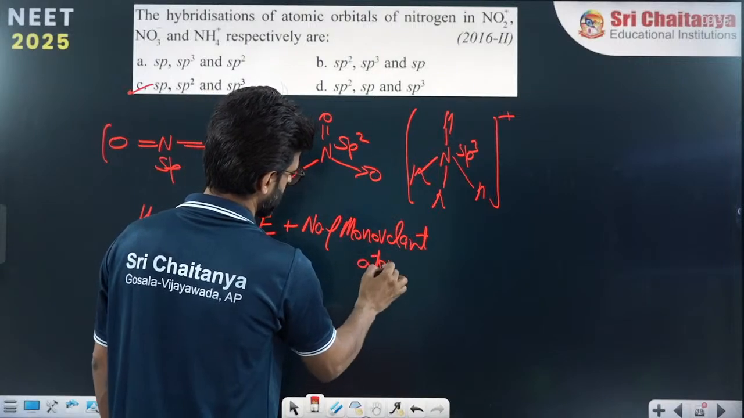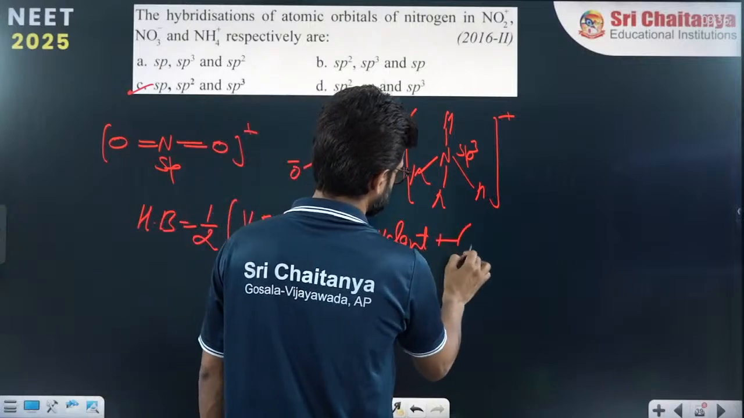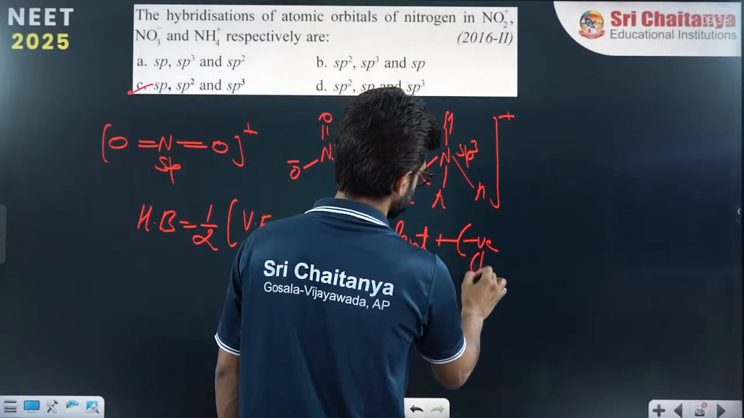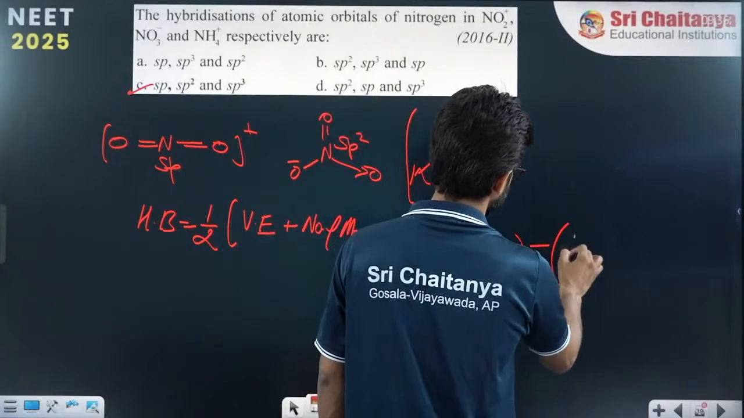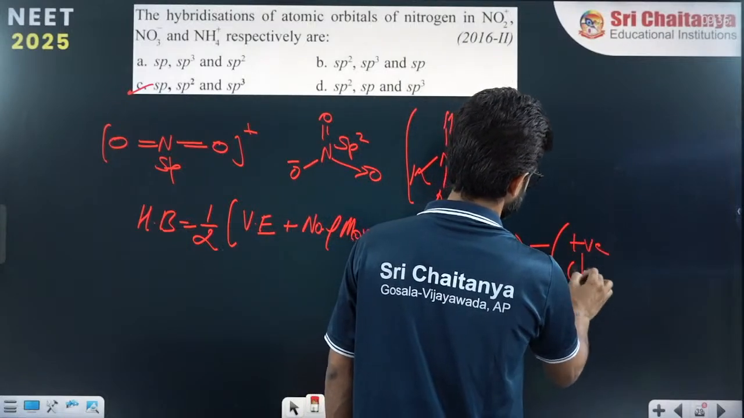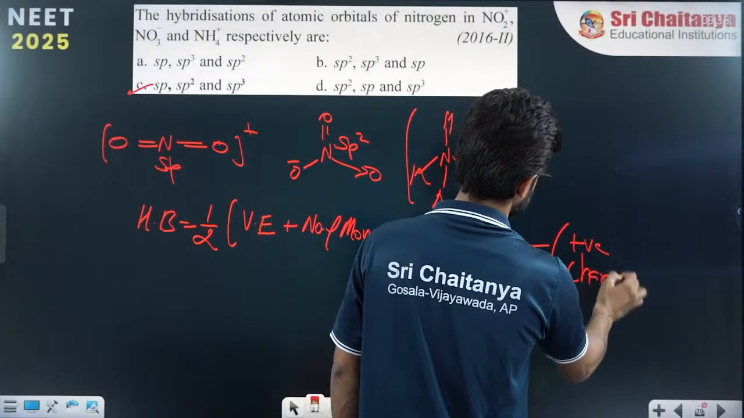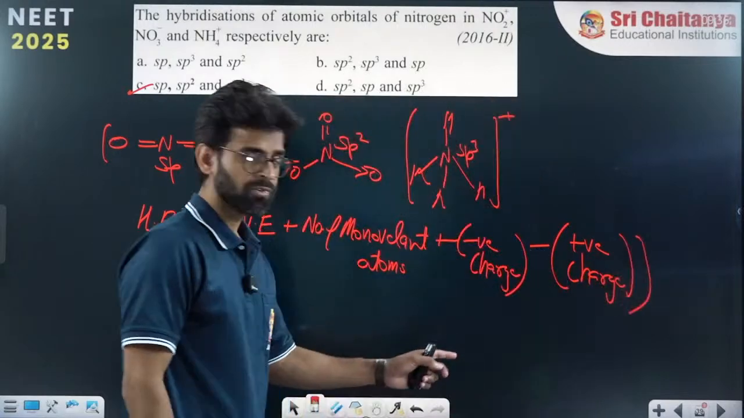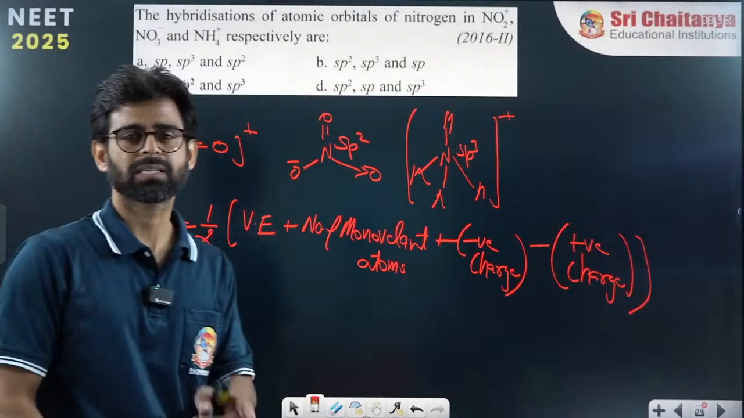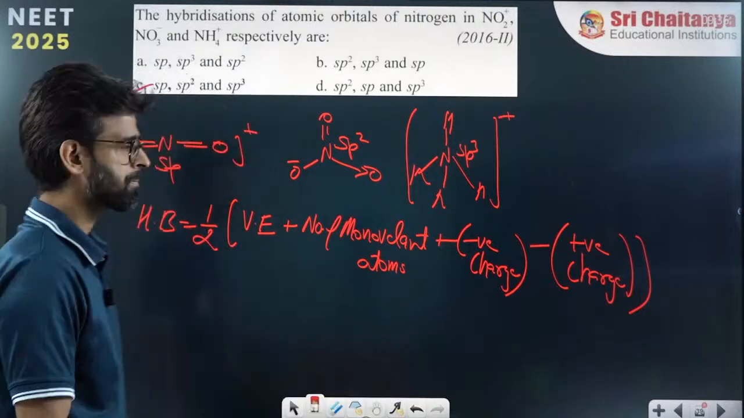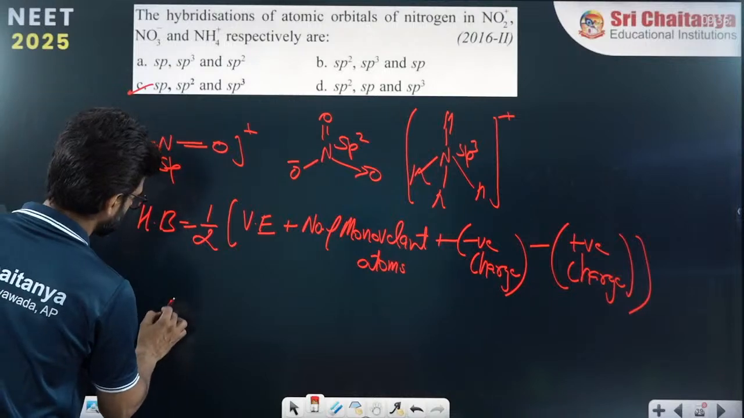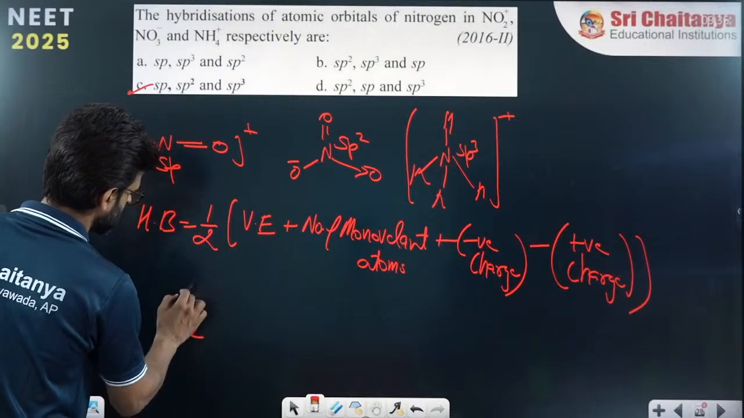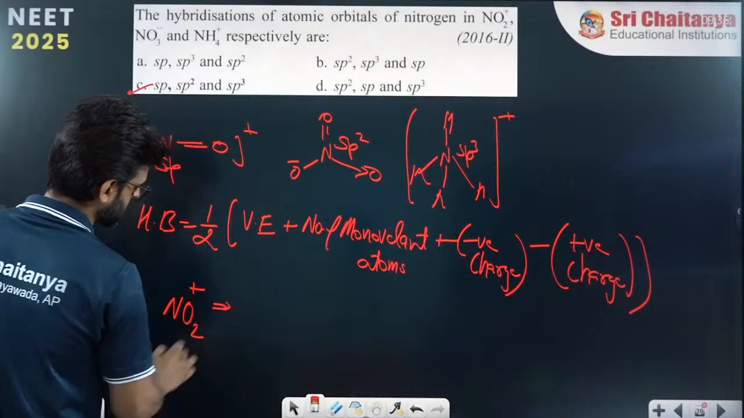Number of monovalent atoms plus for negative charge and minus for positive charge, right? You can apply this also. If by chance you don't know the structure, you can apply this formula, okay? Like if I take an example, I am taking NO2 plus, imagine NO2 plus I am talking about here, right?